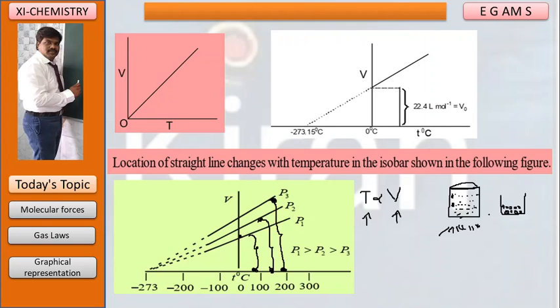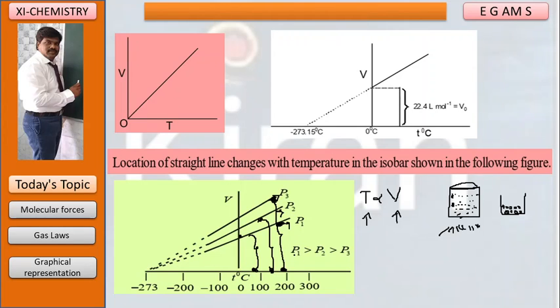Compressed means what will happen? Pressure decreases. See here, temperature is directly proportional to volume, and the same temperature is inversely proportional to pressure. Here, the pressure P1 at this particular temperature T. At this temperature, this is P1. At this temperature, this is P2. At this temperature, this is P3. Which is high? P1 is high.